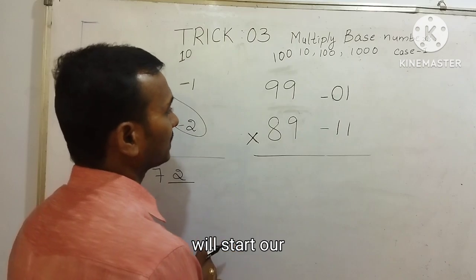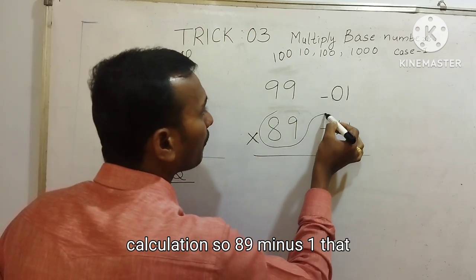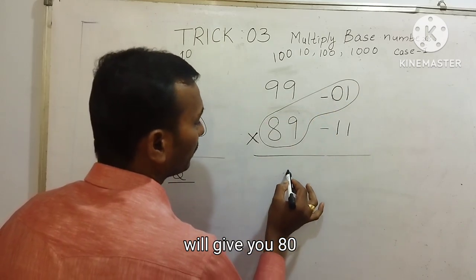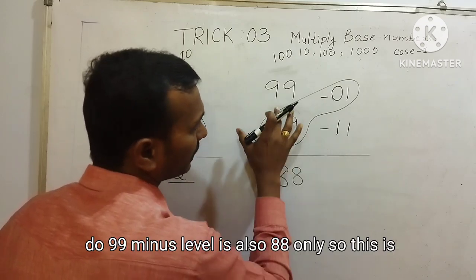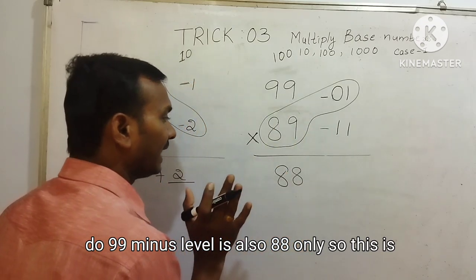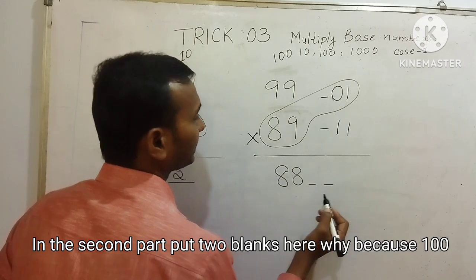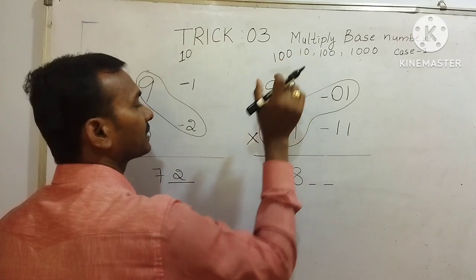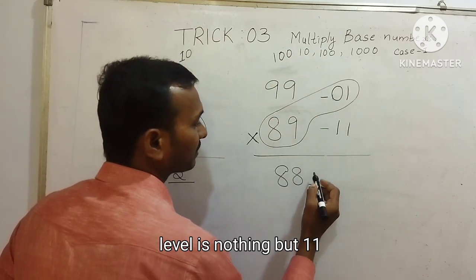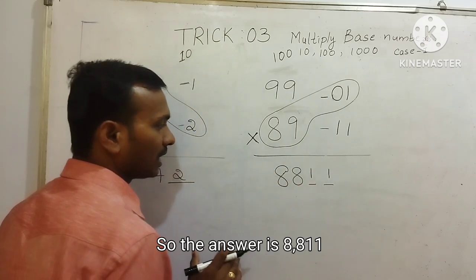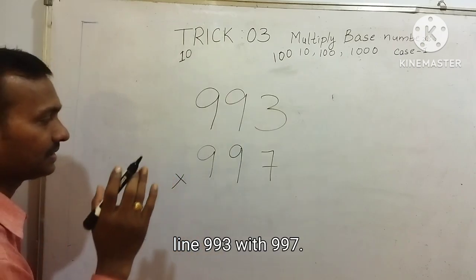After that, we will start our calculation. So 89 minus 1, that will give you 88. We can do it like this also. 99 minus 11 is also 88 only. So this is the first part of the answer. In the second part, put two blanks here. Why? Because 100 contains two zeros. So 1 into 11 is nothing but 11. So the answer is 8811.